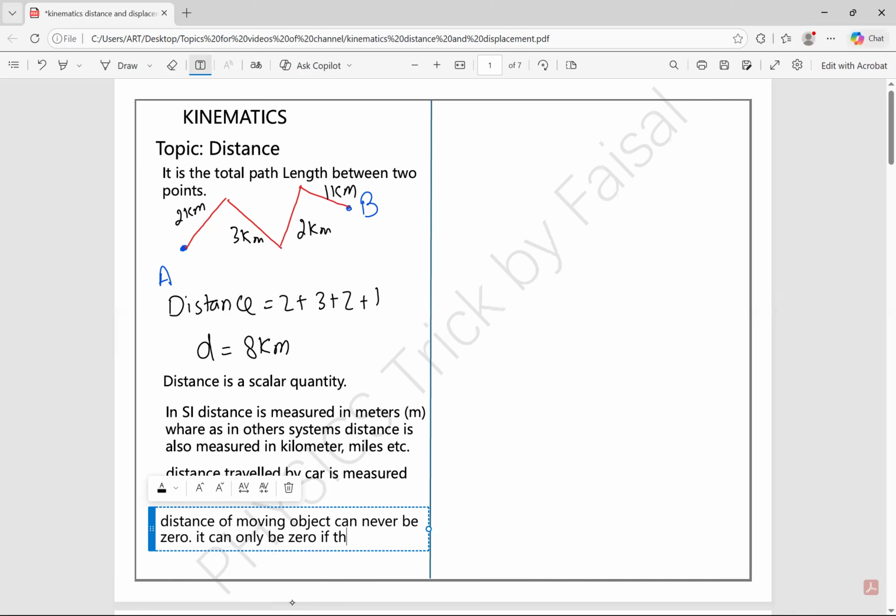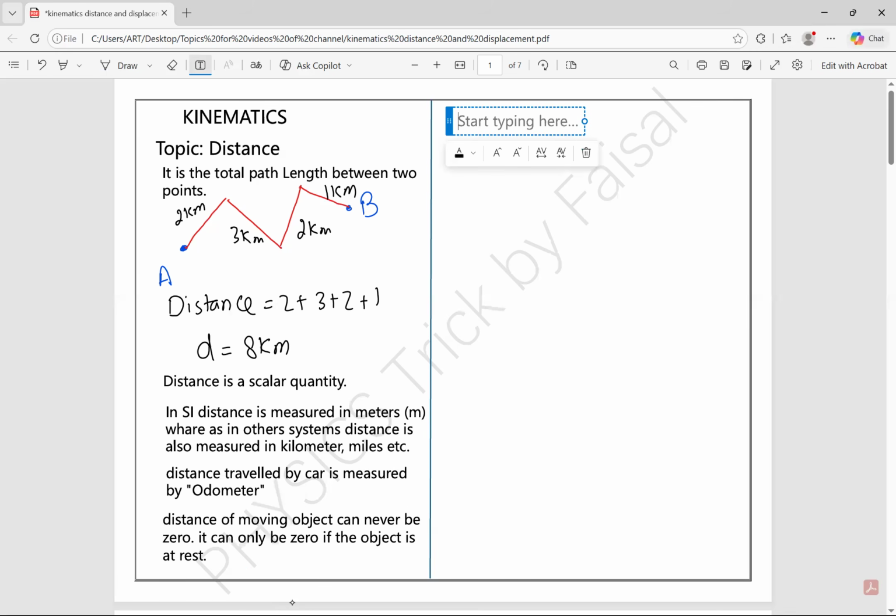if the object is at rest, right? This is a very important point, and in our further discussion, when the topic proceeds further, we will relate this point with the displacement, right? The distance of a moving body can never be zero. Students, now we move to the topic of displacement.